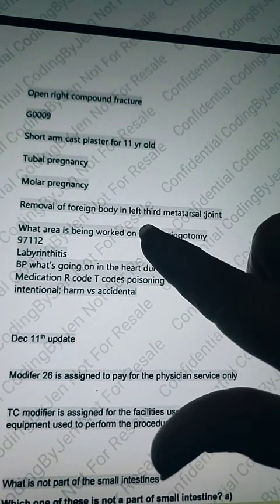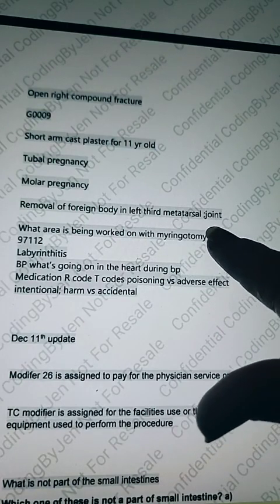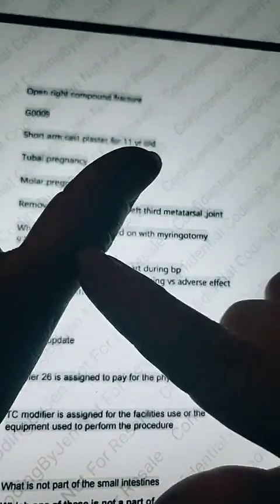This is where we might see the third metacarpal joint. So your third finger is 1, 2, 3, and it'll be in one of your joints here, probably. This is your PIP joint. I think this is the metacarpal. So this might be where they're injecting.